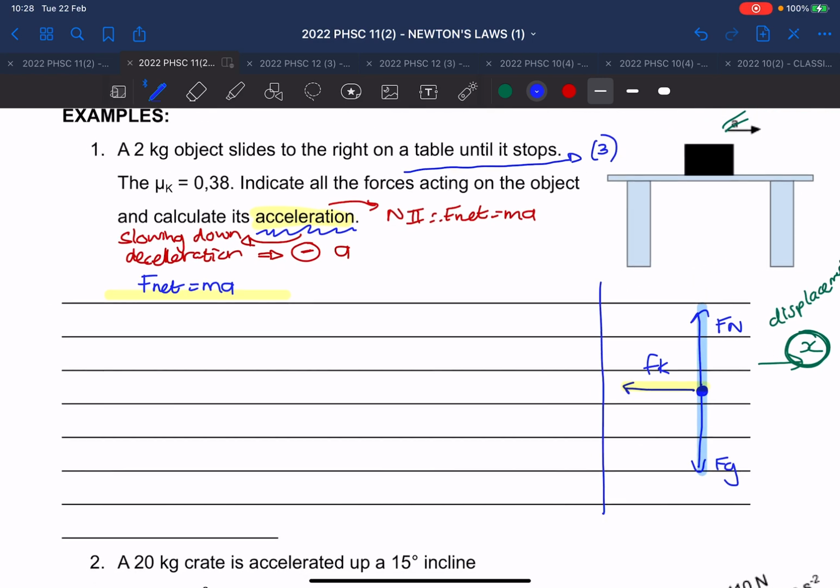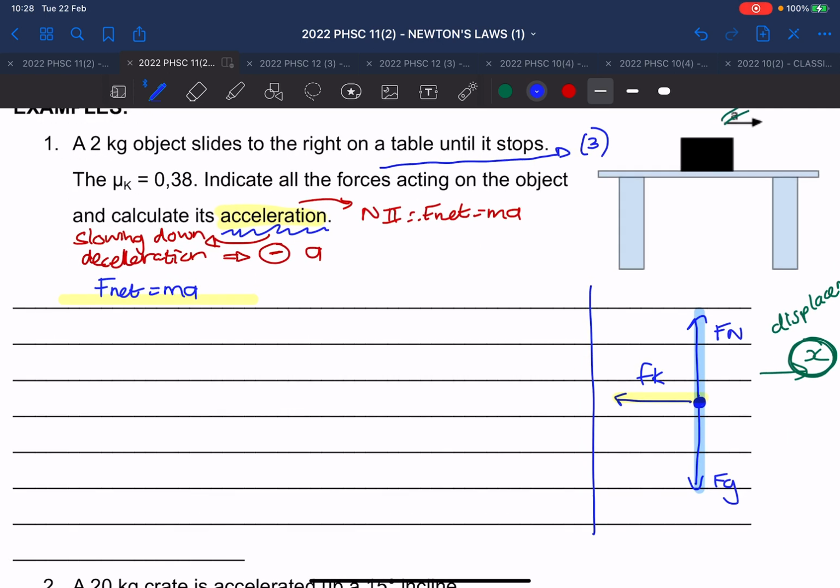In which direction is it moving? To the right or to the left? Moving to the right. So we choose to the right to be positive. Okay, if I look at all my yellow forces, I only have one yellow force, and that is to the left. So I only have minus Fk is equal to m times a.